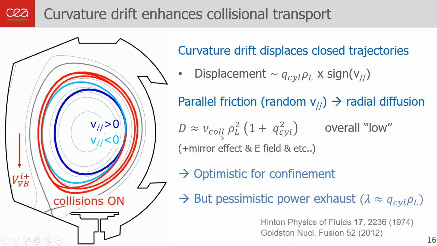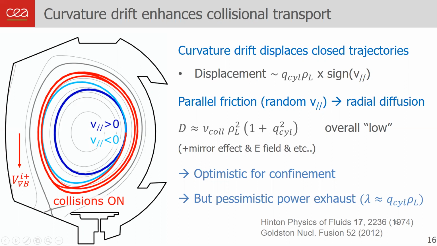First, this is a very simplistic picture. You should add mirror effects, electric field effects, and so on. But overall, what you find is that this diffusion is quite low. In fact, if you look at the 70s, it was the main transport mechanism considered for tokamaks, and it was very optimistic for confinement. But at the same time, it's very pessimistic for power exhaust, because basically the width of the plasma boundary in contact with the wall would be simply this displacement, the cylindrical safety factor times the Larmor radius.